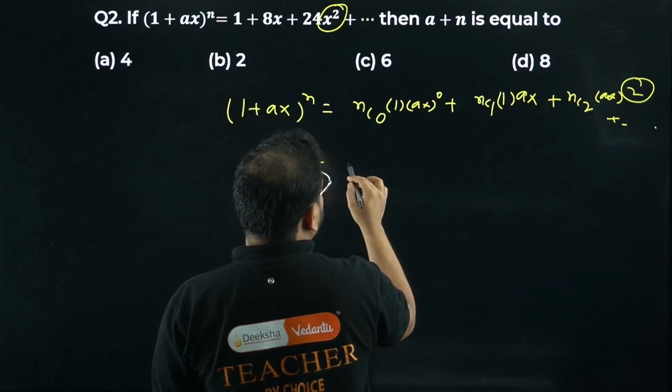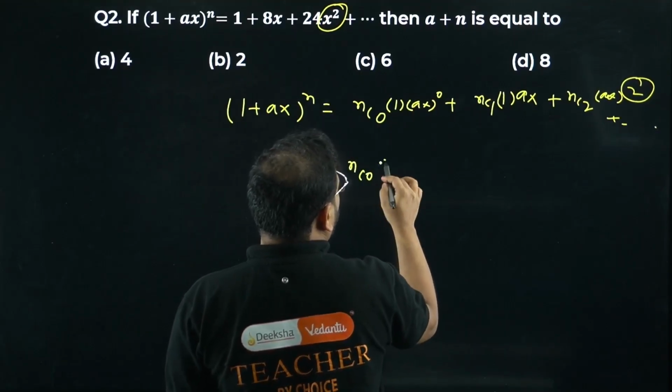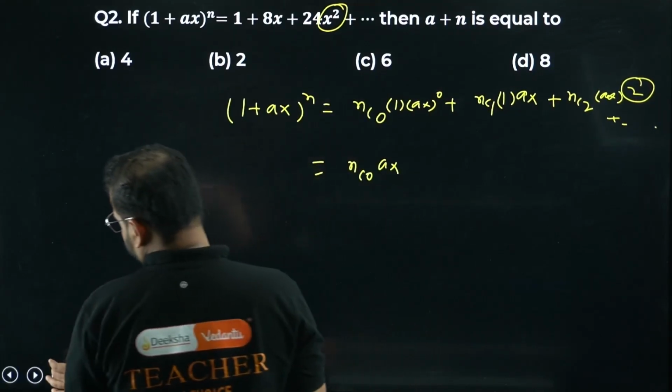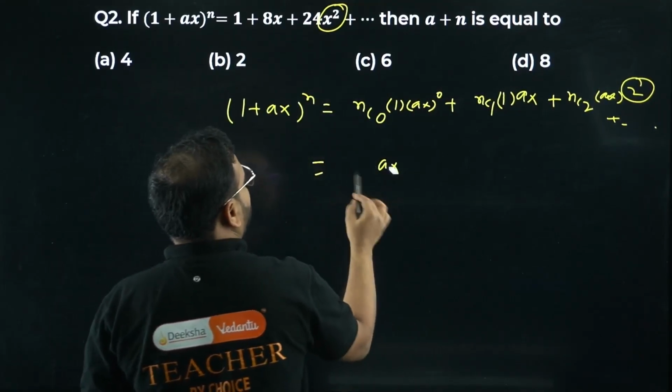So it's going to be nC0. I don't need this part. I can simply write this as C0. I don't need this.